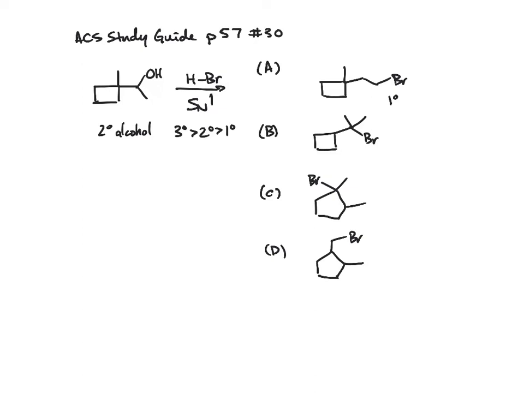So for B, how do you classify that bromide? Tertiary, that's a possibility. C is tertiary as well. And then D is primary. If we know this is going through an SN1, a secondary is not going to go to a primary, so we can get rid of A and D. Now that sort of leaves us with a conundrum about B and C.